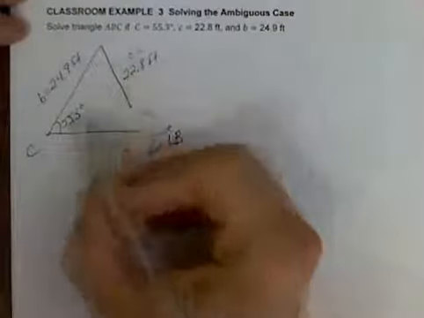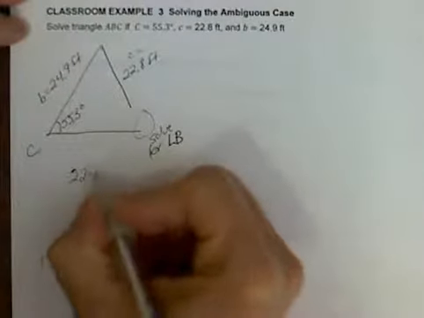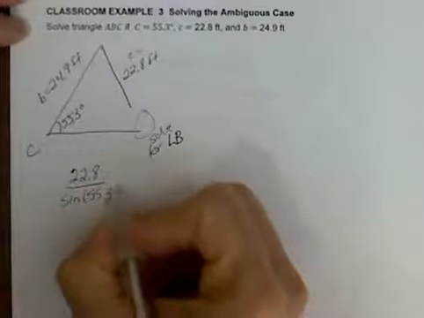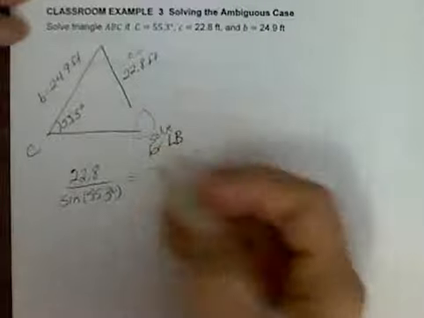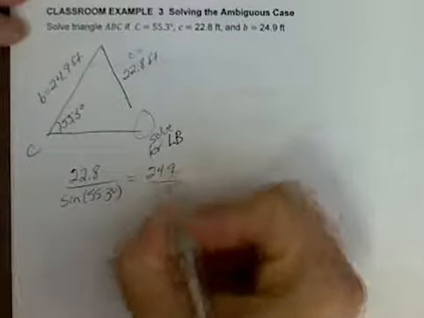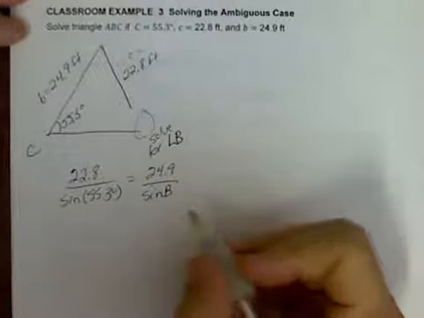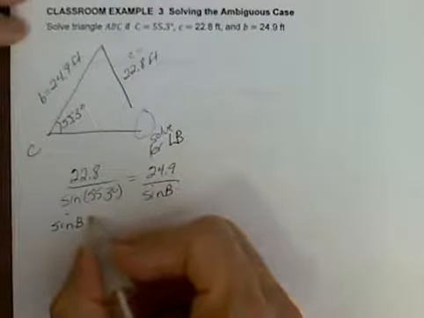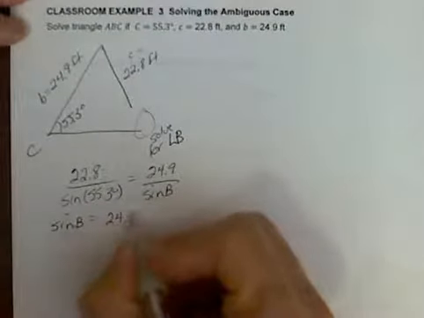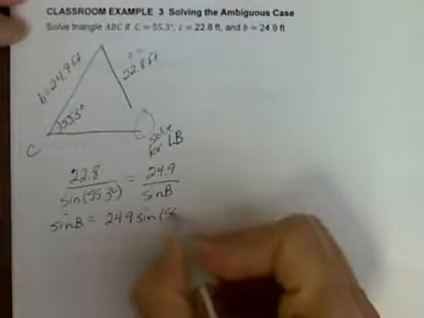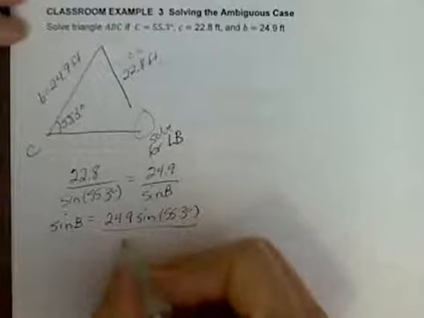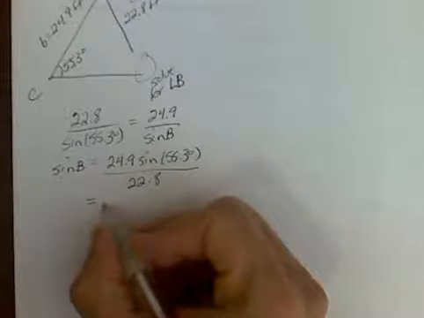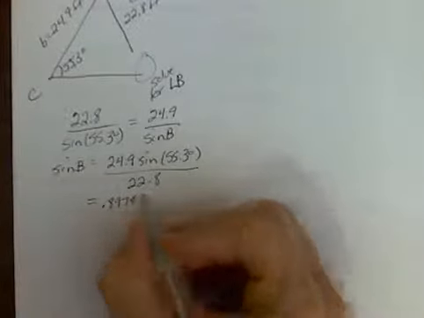Using the law of sines, I can do C over sine of C equals B over the sine of B. Now when I cross multiply and solve for the sine of B, I get 24.9 times the sine of 55.3 degrees divided by 22.8. Putting that in my calculator, I get 0.89787 approximately.